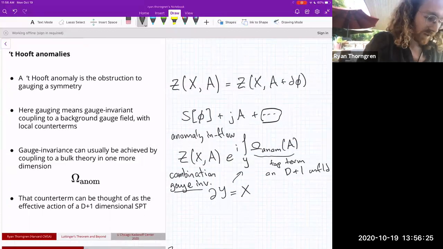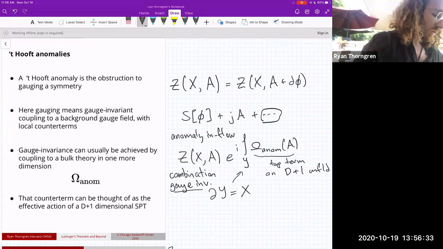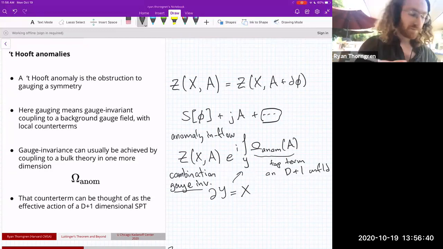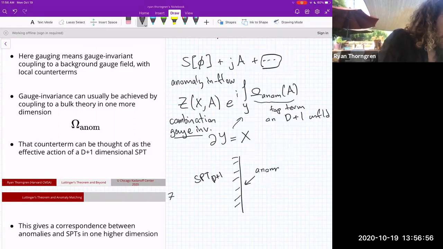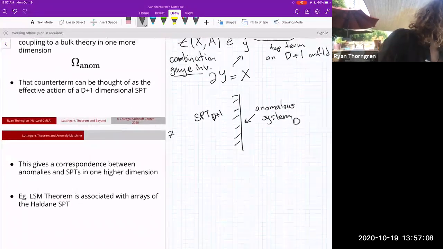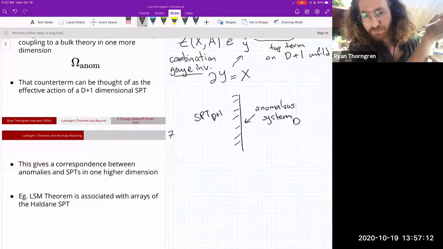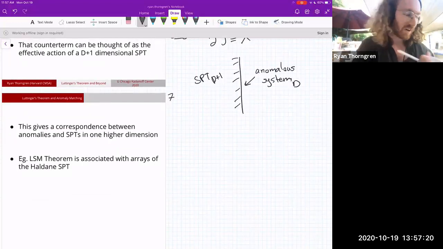So if we can do this, then we're quite a ways along in understanding what the anomaly is. What we can do is think about this topological term as the effective action of a d+1 dimensional SPT that our system sits on the boundary of. So the picture in general is that we have some d+1 dimensional SPT with a boundary, and we have our anomalous system on the edge. So this gives us a correspondence between anomalies in d dimensions and SPTs in d+1 dimensions. So for instance, the LSM theorem is associated with the Haldane SPT as follows.